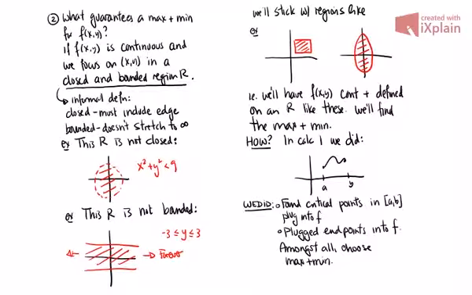So the reason for checking the endpoints is that the max and the min may occur at an endpoint, and that may not be a critical point. So the endpoints become special. So you check the critical points because the max and min could happen there. You check the endpoints because the max and min could happen there. And out of all of those things, you pick the biggest and the smallest. That's what you do. So what's the analogy?